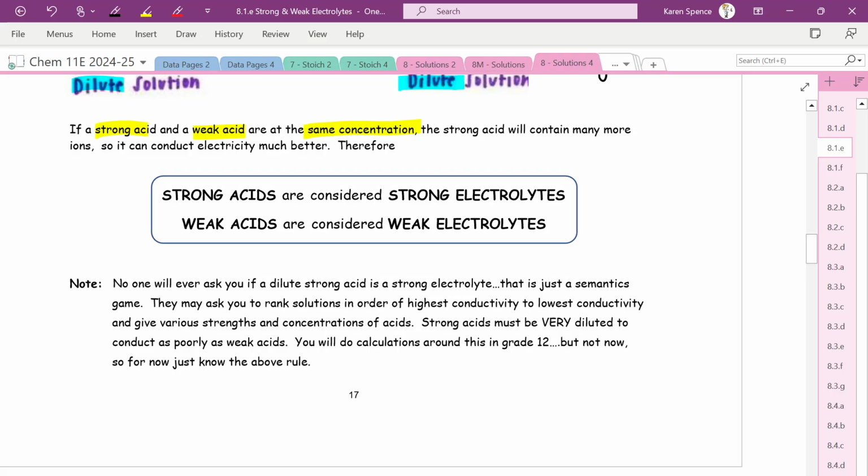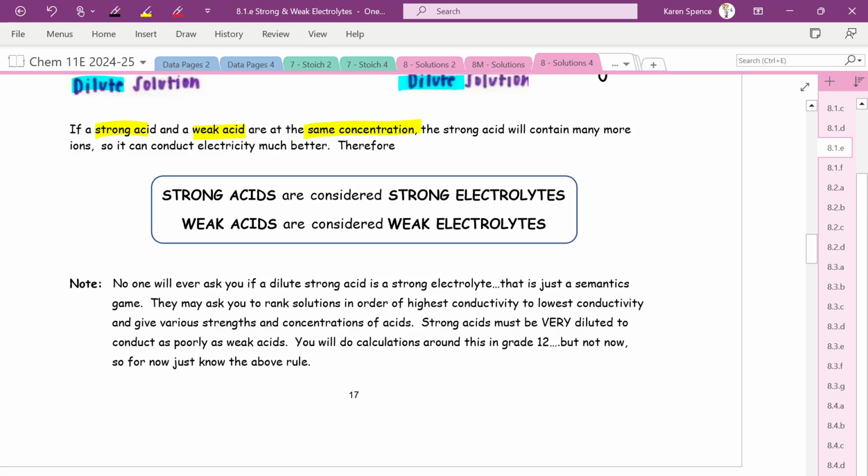Nobody is going to ask you something stupid like, if you have a really dilute strong acid, is that still a strong electrolyte? Nobody's going to ask you that because that's just a goofy question. They might ask you, is it completely dissociated? Will it conduct better or worse than a more concentrated or less concentrated solution? You might get comparative questions like that, but no one's going to ask you, is a dilute strong acid a strong electrolyte? That's just a semantics game. Do you know what I mean?